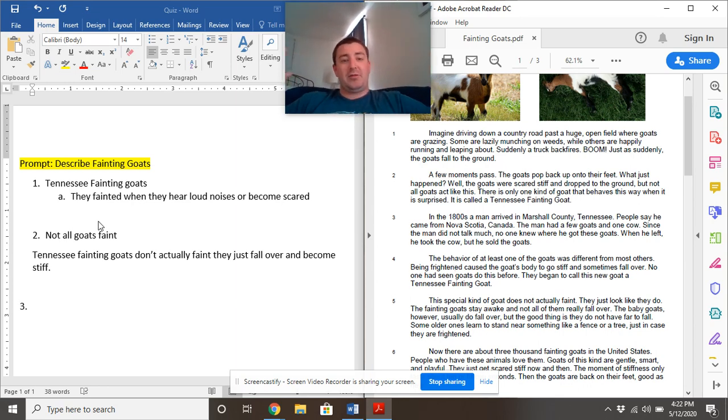The baby goats a lot of times will fall over, right? Because they don't know to stand against a wall or fence or a tree when they faint and their body becomes stiff. But the older goats, as they become adults, kind of like that article we read about why animals play, learn to stand near something when they become scared so they don't fall over.